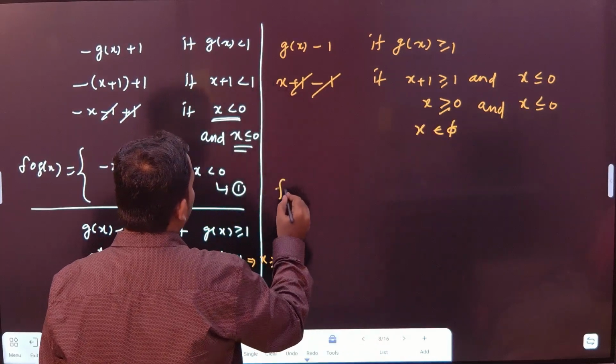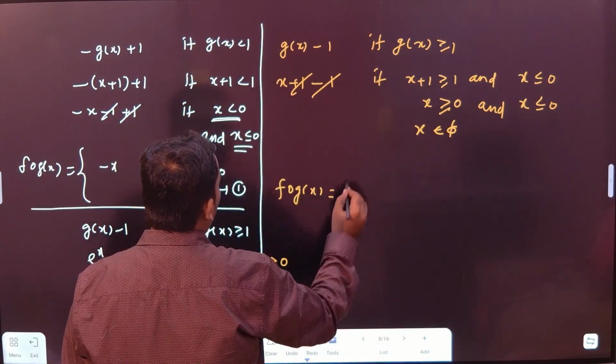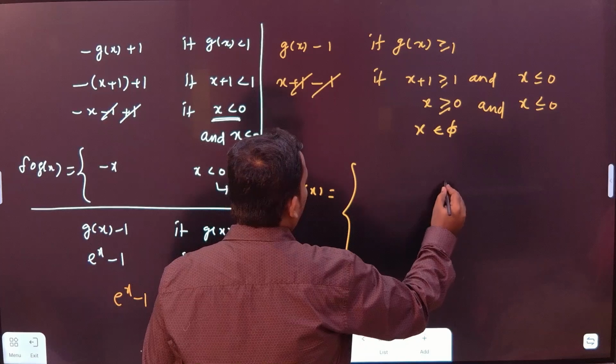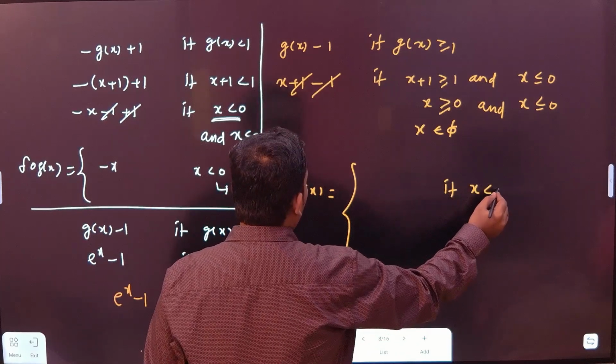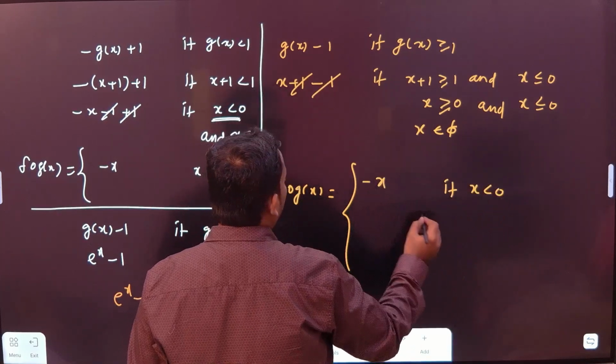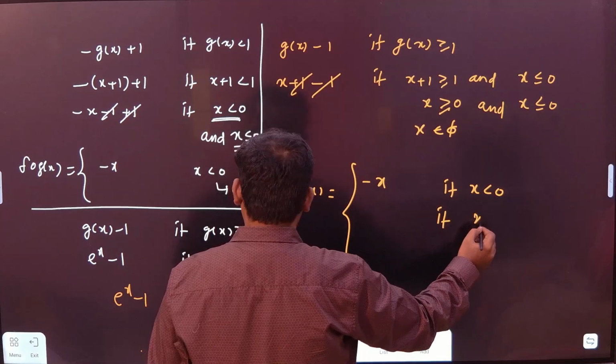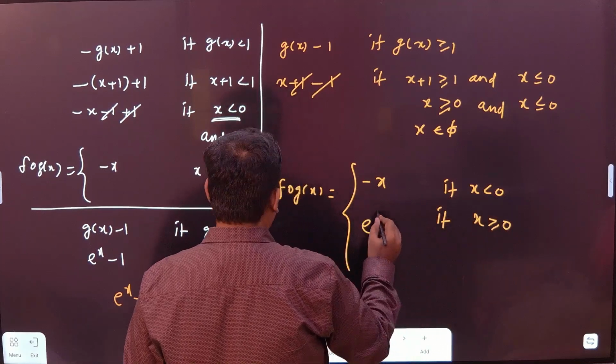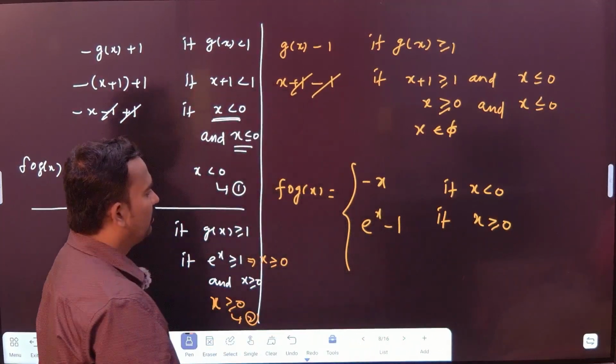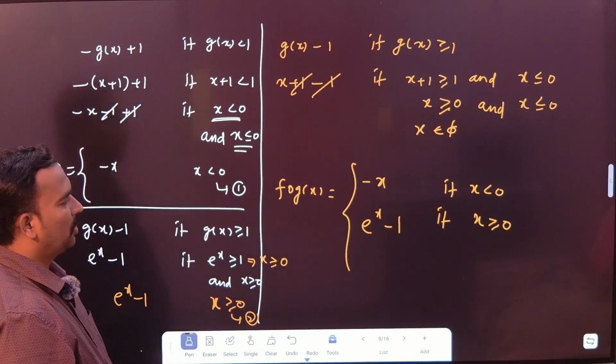So now you combine these: f composition g of x is minus x if x is less than 0, and e power x minus 1 if x is greater than or equal to 0. These are your functions. I hope everyone understood.